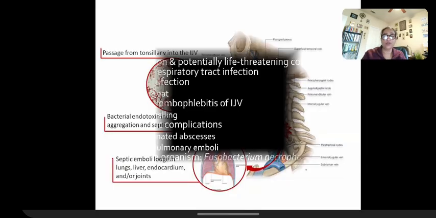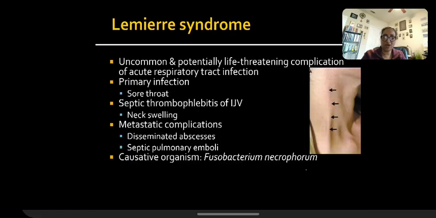I'll show you before that, the causative organisms. Over here in the US, they ask this in many exams. What is the causative organism? It's Fusobacterium necrophorum.